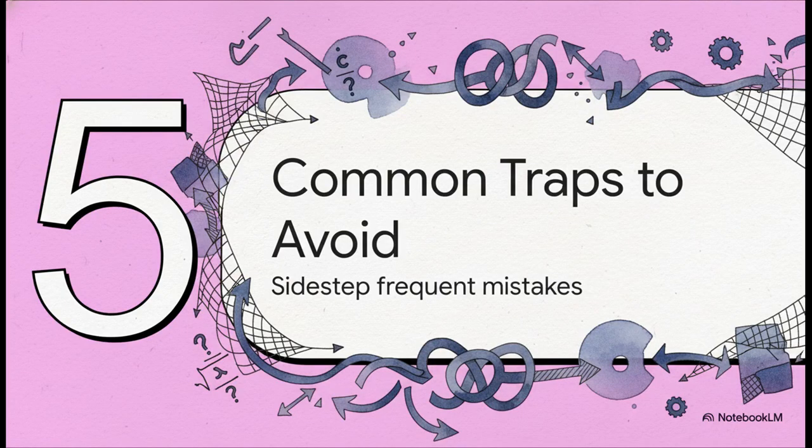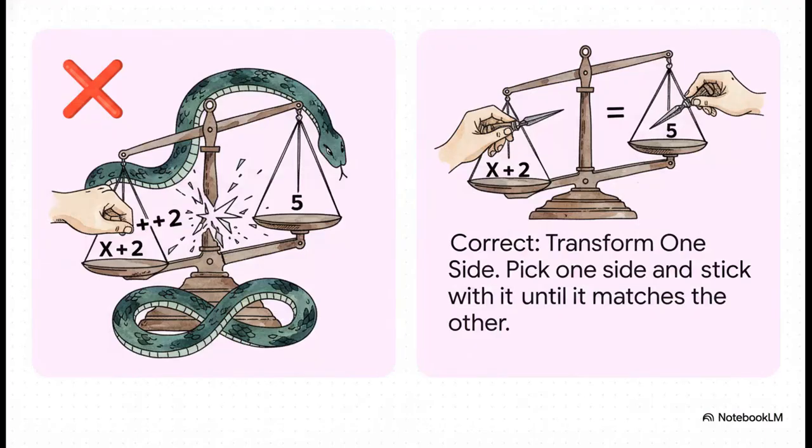Okay, now that you've seen the right way to do it, let's spend a minute on how things can go wrong. Honestly, knowing what not to do is just as important as knowing the strategy itself. This is it. This is the number one mistake I see students make all the time. It is so tempting to just start moving things across the equal sign the way you would in a normal algebra problem. But you just can't do that here. Remember, it breaks the entire logic of the proof. You have to pick a side and stay on that side.